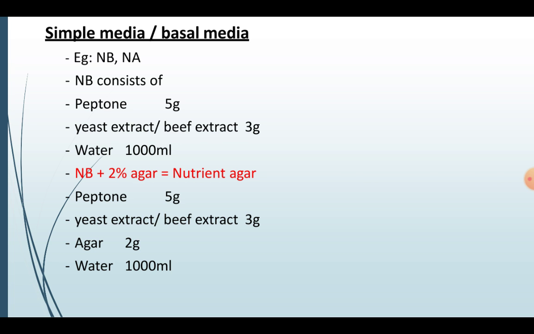Example, nutrient broth consists of peptone 5 grams, yeast extract or beef extract 3 grams and water 1000 ml. Nutrient broth plus 2% agar is equal to nutrient agar: peptone 5 grams, yeast extract or beef extract 3 grams, agar 2 grams, water 1000 ml.